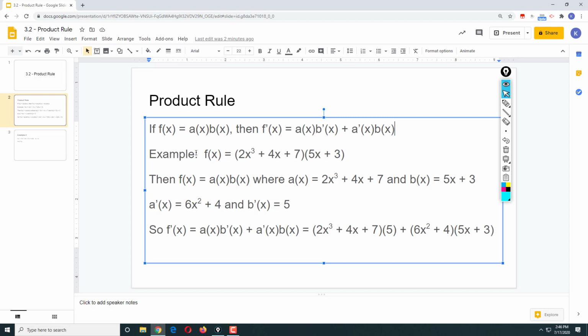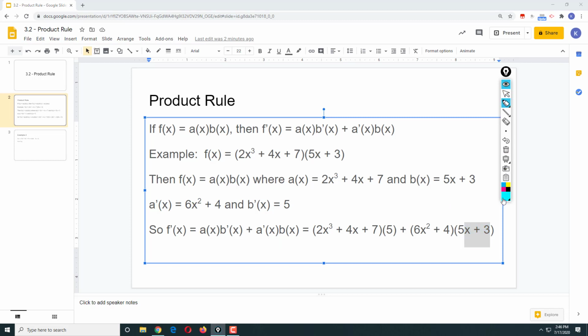Example 1, f of x is equal to 2x cubed plus 4x plus 7 times 5x plus 3. So f of x is composed of two parts. Part 1 is 2x cubed plus 4x plus 7, whose derivative is 6x squared plus 4. Part 2 is 5x plus 3. The derivative is 5. So by the product rule, the derivative f prime of x is a times b prime, which is 2x cubed plus 4x plus 7 times 5, plus b times a prime, which is 5x plus 3 times 6x squared plus 4.